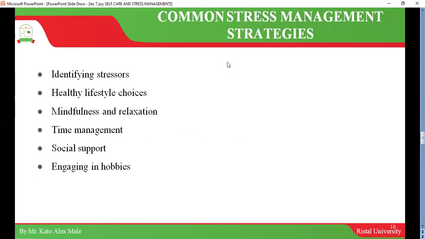Then common stress management strategies. Now we are looking at how you can manage stress. Identify the stressor, that is the first concept. You cannot manage stress without knowing what causes it.